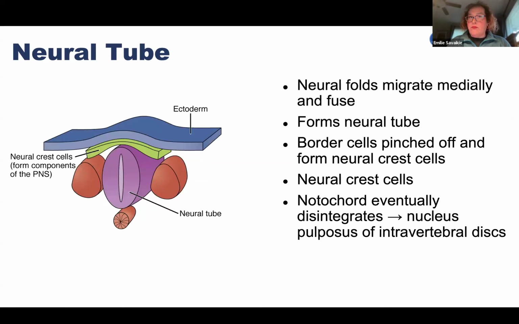And then to form the neural tube, the folds migrate medially and they will fuse, and it pinches off and forms this neural tube. The border cells that got pinched off are your neural crest cells, and they form parts of your peripheral nervous system, among some other things we'll get into. And then your notochord, its job is done, so it eventually disintegrates, and it still survives to this day in your body as the nucleus pulposus of your intervertebral discs.